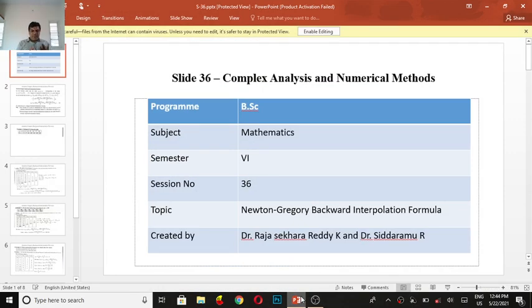Now we come to session 36. In the previous sessions, we learned the method of calculating the Newton-Gregory forward interpolation formula. We are taking one or two problems, finding the initial values if we are given two intervals. If we are given the x values, we can find the corresponding f of x values in between. Now, suppose we are given the terminal points and the end intervals. What is the method to find the values by using the Newton-Gregory backward interpolation formula?